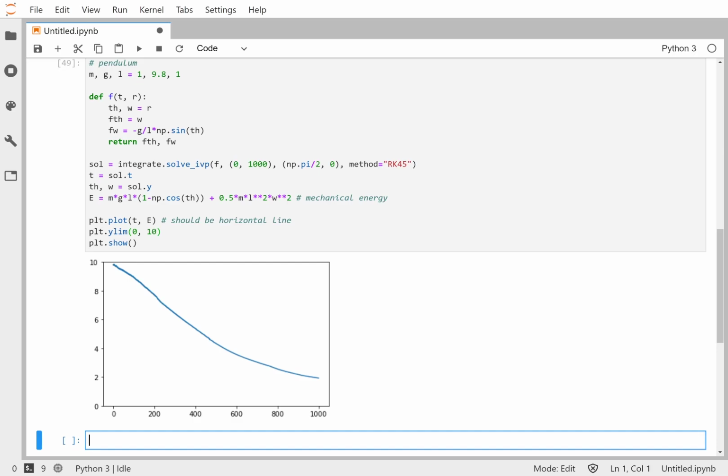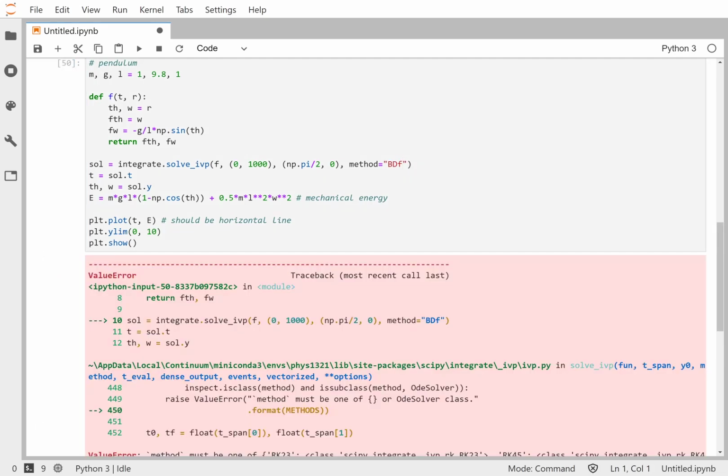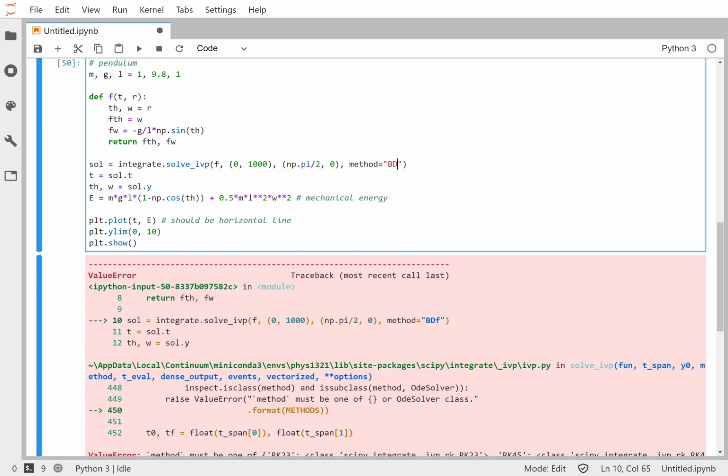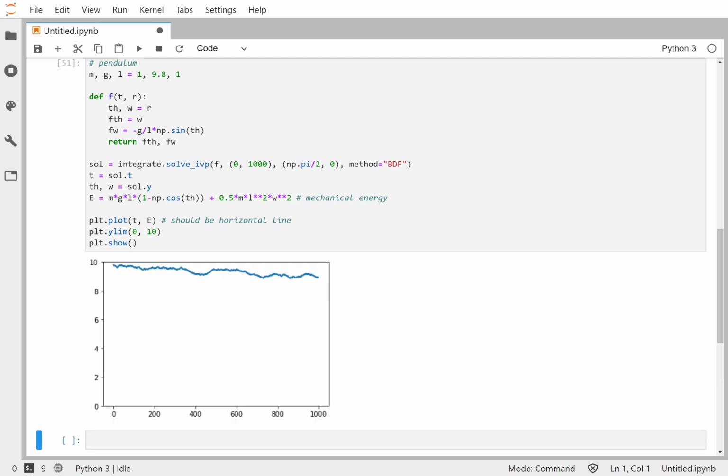Okay, so what do we do? Well, we could try one of our other methods. We could try like BDF. I guess that needs to be a capital F. You can see it's taking longer. These implicit methods, point by point, are slower methods. Runge-Kutta was close to instantaneous. Okay, we can see this one did better. It's still visibly losing energy, though.